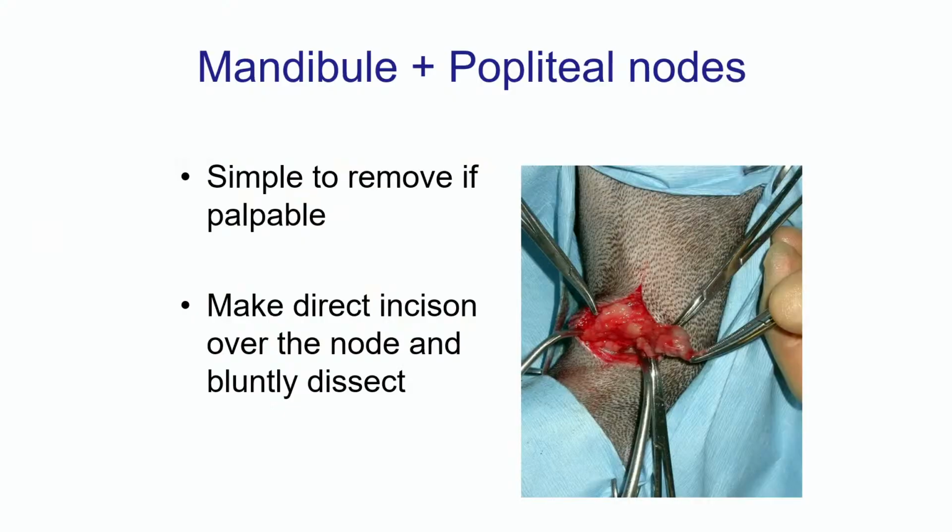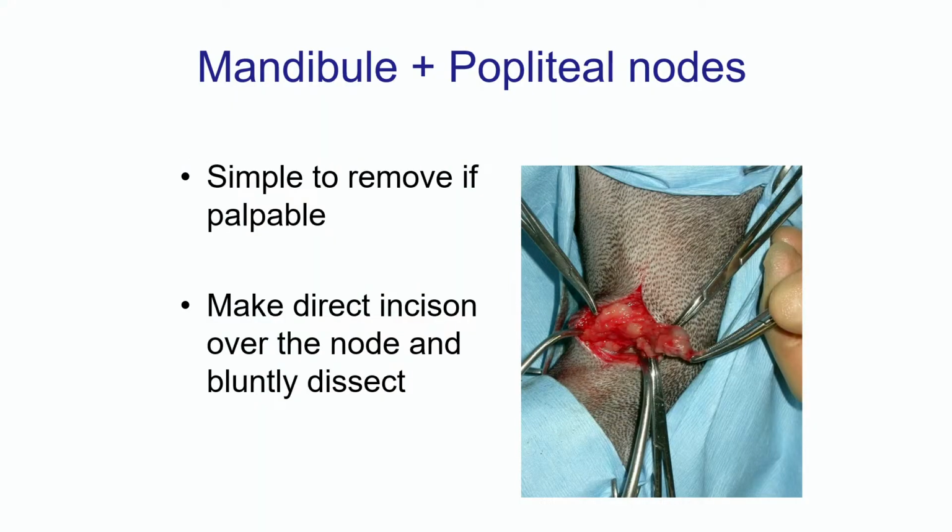Because often node removal will take longer than any other part of the surgery if you're having a bad day or if the node is difficult to locate. So for the mandibular lymph node and the popliteal lymph node, the ones you can feel really easily subcutaneously, they're very straightforward. You just need to make an incision directly over them, bluntly dissect down through the fat until you reach the node, and then pull it out of the tissues and bluntly dissect the fat away, and they will come out very easily. There's very little to go wrong with those.